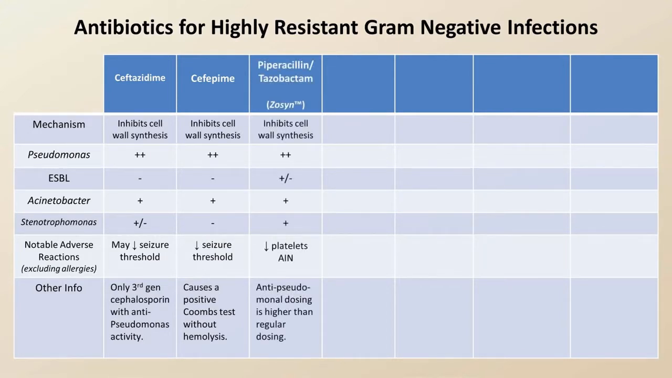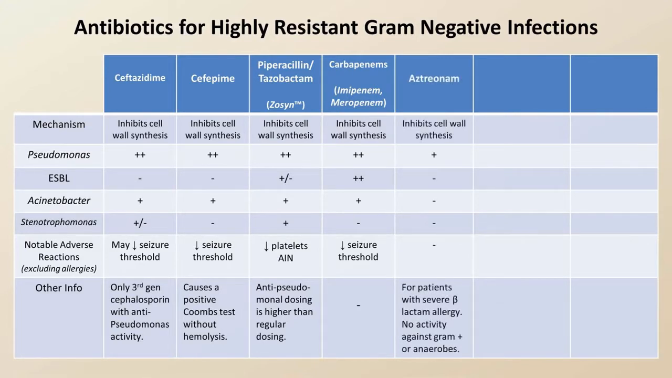Piptazo or Zosyn has excellent Pseudomonas coverage, has so-so Acinetobacter and Stenotrophomonas coverage, and occasionally but not usually covers ESBL. Remember that the anti-pseudomonal dosing of Zosyn is higher than regular dosing. The carbapenems, specifically imipenem and meropenem, have excellent Pseudomonas and ESBL coverage and some Acinetobacter. The activity of ertapenem against Pseudomonas and ESBL is less robust and should be avoided when these pathogens are suspected.